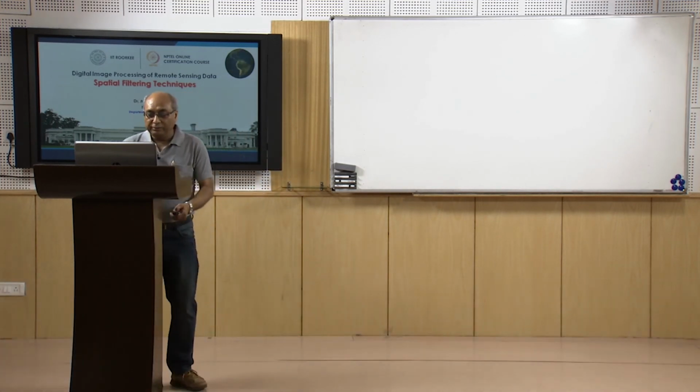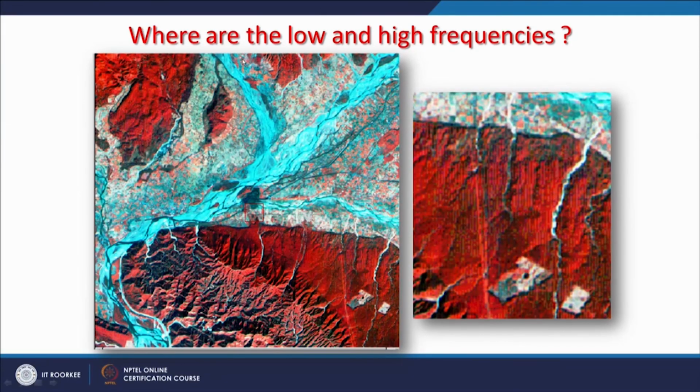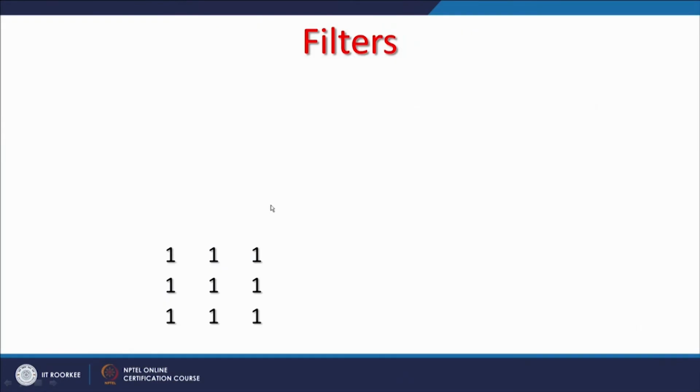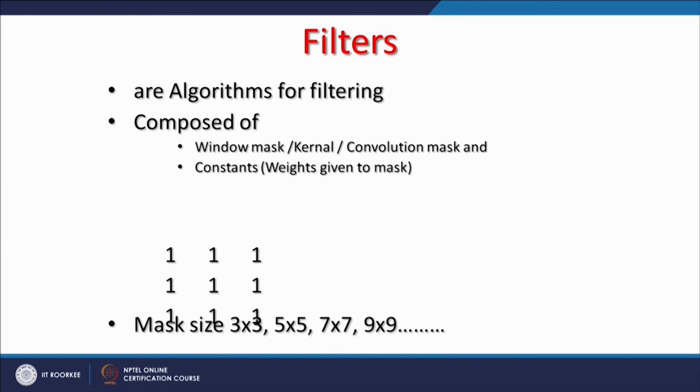Here is the example where the low and high frequency features are there. Here see this, it is having very high frequency features, whereas at different places you are having low frequency features. This is part of our Shivaliks near Haridwar. And now here is how filters are designed. So we will see one by one.